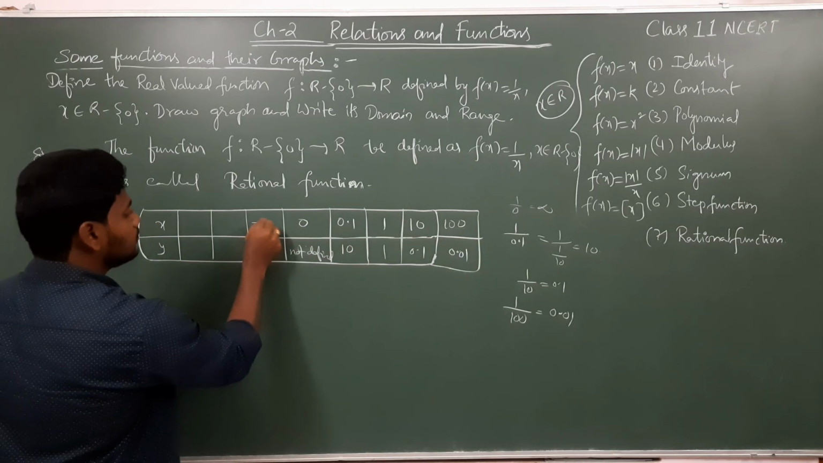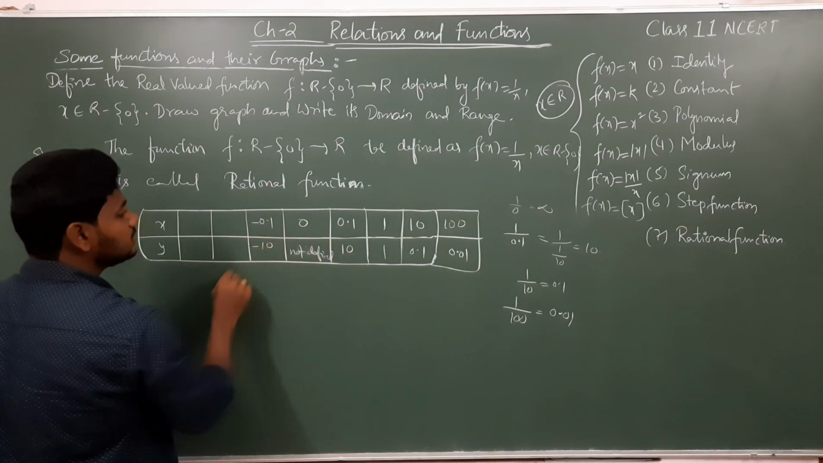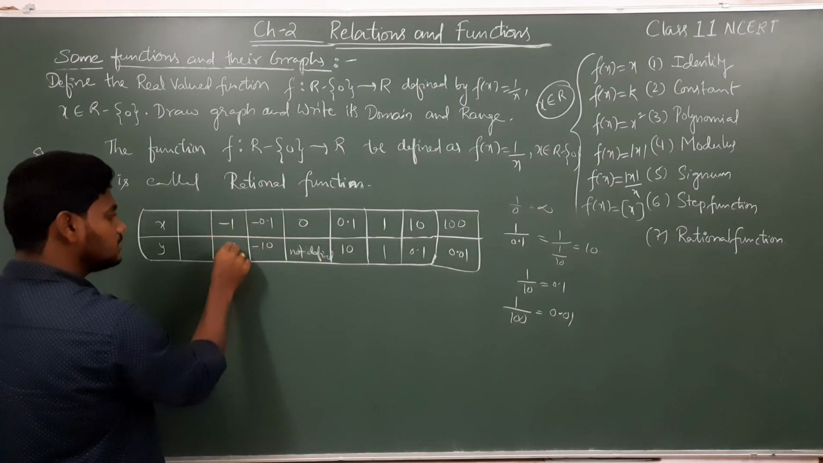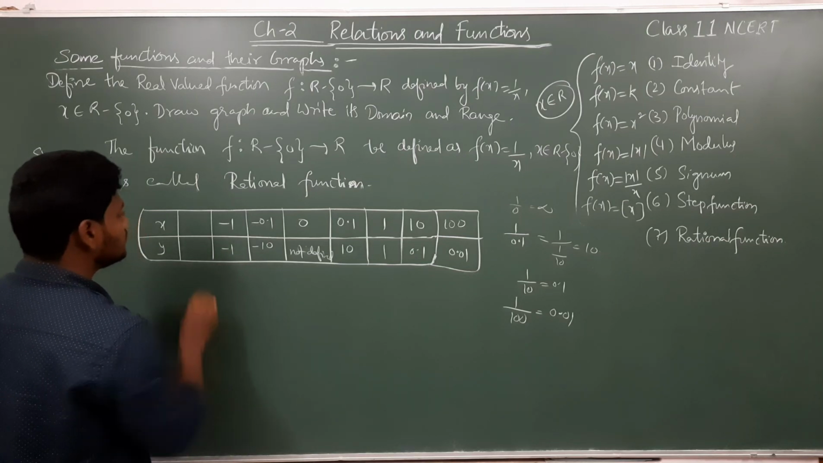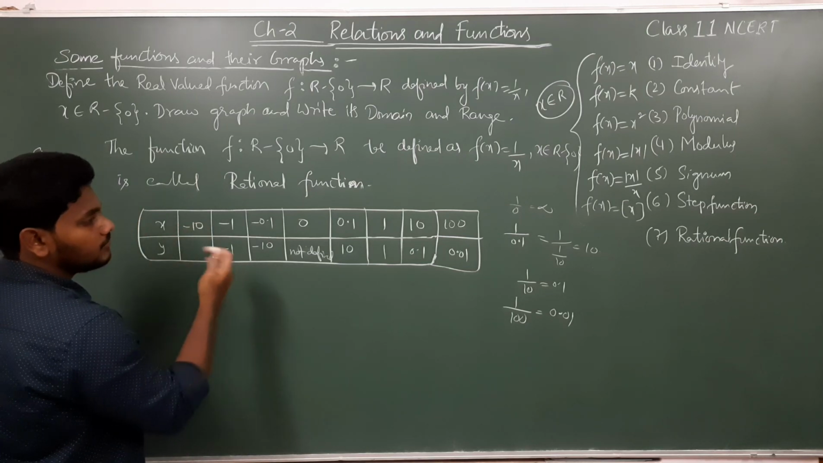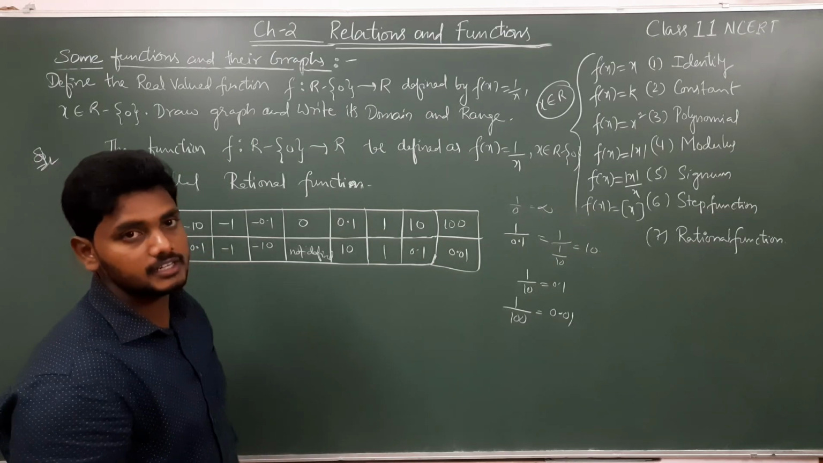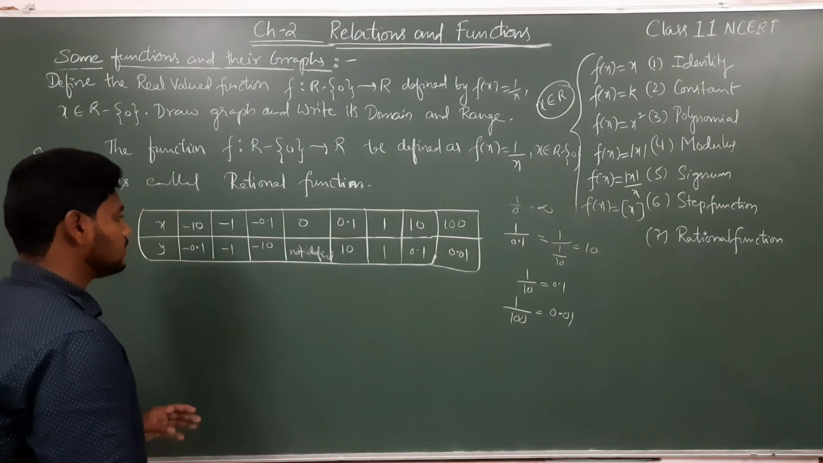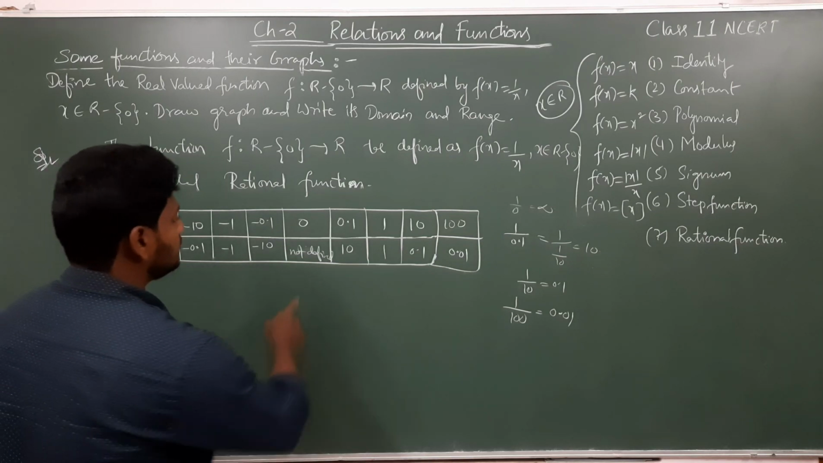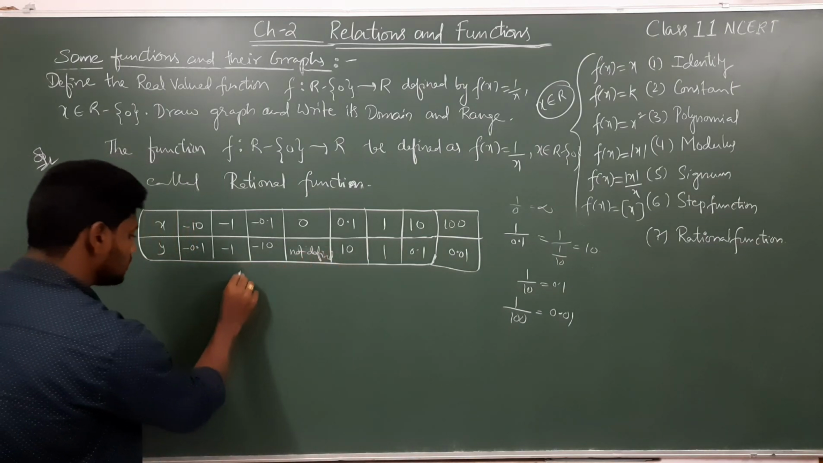Again like that, if we take minus 0.1, it will be minus 10. If it is minus 1, 1 by minus 1 is minus 1. If you take minus 10, 1 by minus 10 is minus 0.1. If you take minus 100, it will be minus 0.01. Right? Did you understand this? Now, these values we will substitute on the graph.